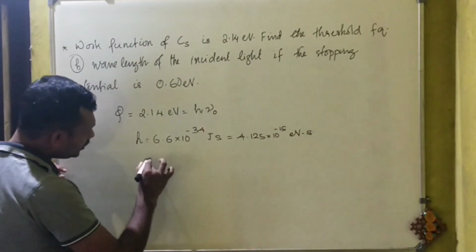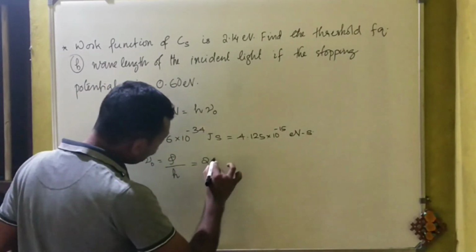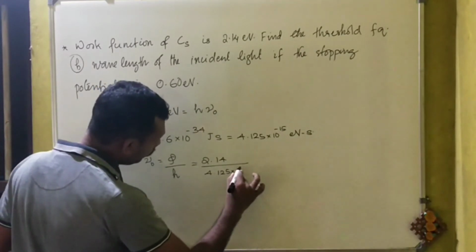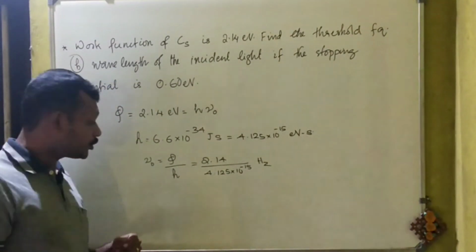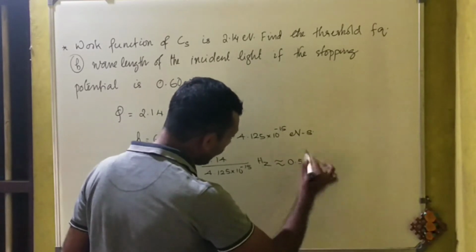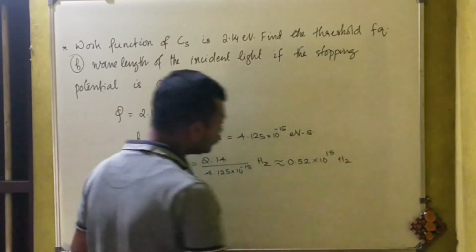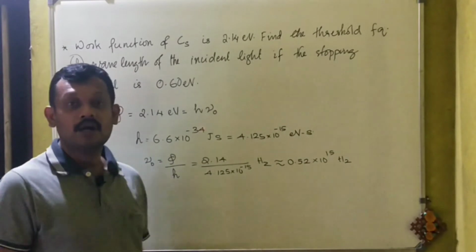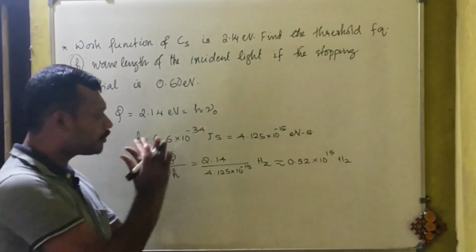That means nu 0 is equal to phi divided by h. This is 2.14 divided by 4.125 into 10 to the power minus 15 Hz. This value is approximately 0.52 into 10 to the power 15 Hz. So this will be something like 5.2 into 10 to the power 14 Hz, which is the answer we are expected to obtain. I hope this part of the problem is clear.